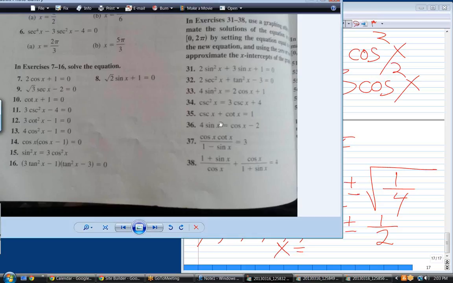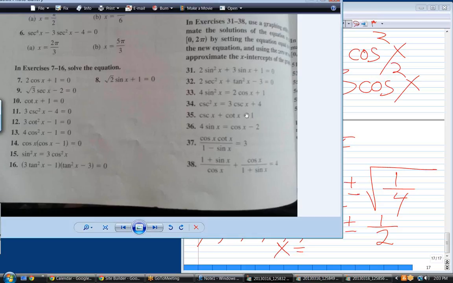36 is a little tougher. 36 says use a graphing utility. Let me tell you really quickly how to solve 36. You let y sub 1 equal the left side of the equation. You let y sub 2 equal the right side of the equation. You graph it, and wherever they cross, that's x. Yeah, we did one of these before. Between all those principles, you actually should be pretty set on solving trig equations also.